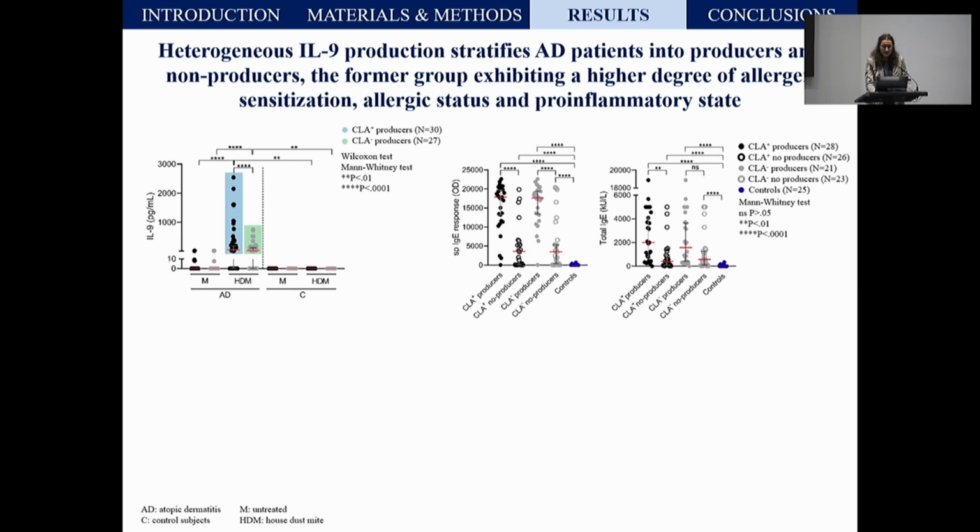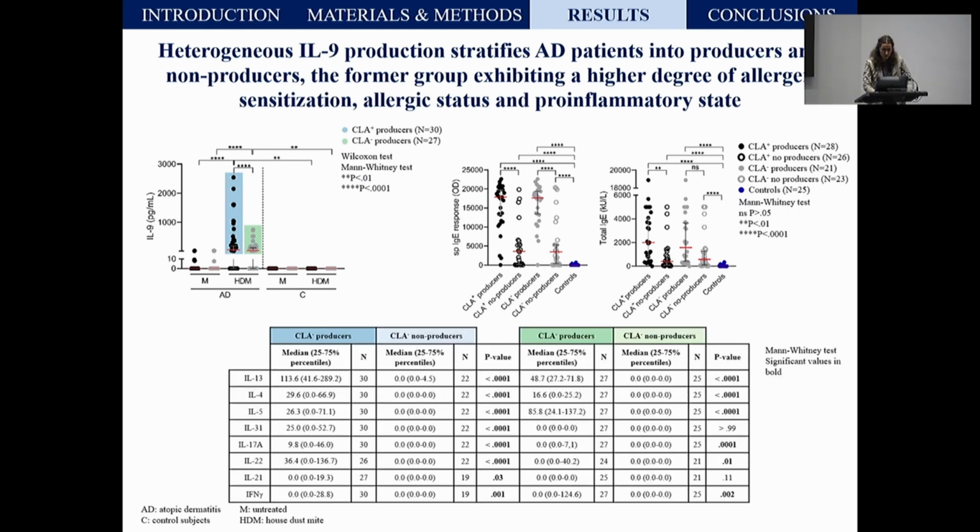Moreover, they present a higher pro-inflammatory state, as all the cytokines measured in our co-cultures were also increased in these IL-9 producing patients compared to the non-producing patients.